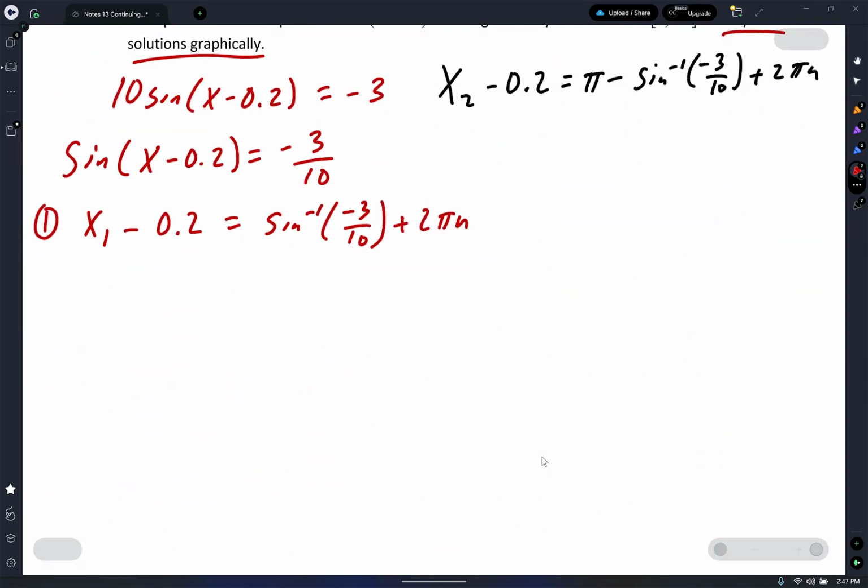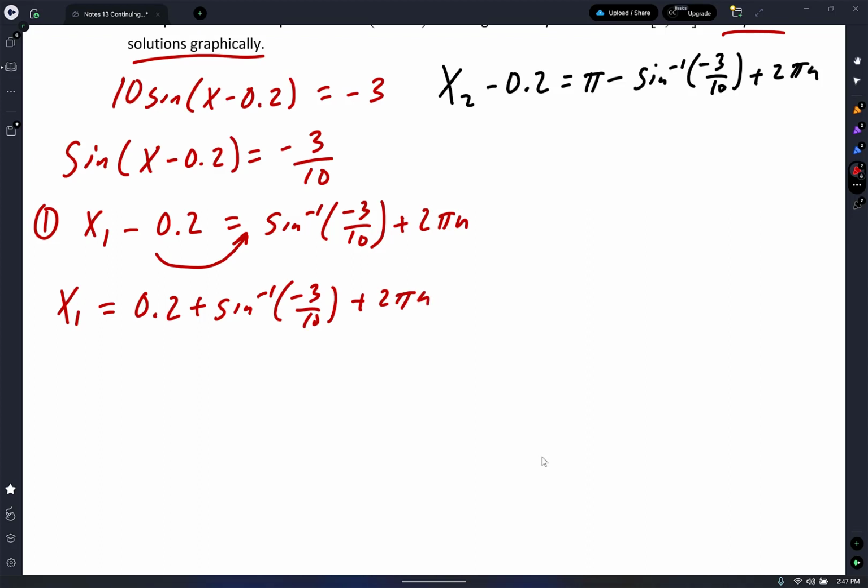Okay, now I'm trying to solve for x. I'm just going to move the 2 to the other side. I just move it right in front. Plus, it's not a product, so you're just adding 0.2 plus arc sine of negative 3/10 plus 2 pi n. Yeah, I haven't done anything crazy. I just moved the 0.2.